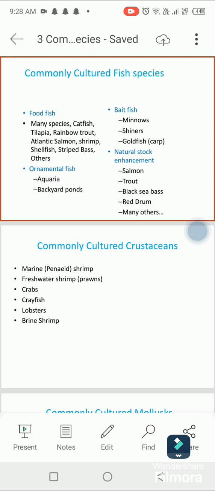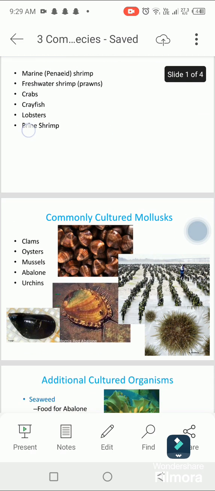Natural stock enhancement: salmon, trout, black sea bass, red drum, many others. Commonly cultured crustaceans: marine penaeid shrimp, freshwater shrimp, prawns, crabs, crayfish, lobsters, brine shrimp.